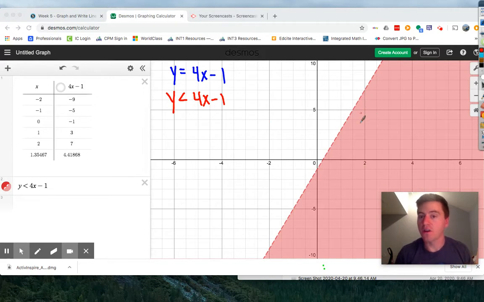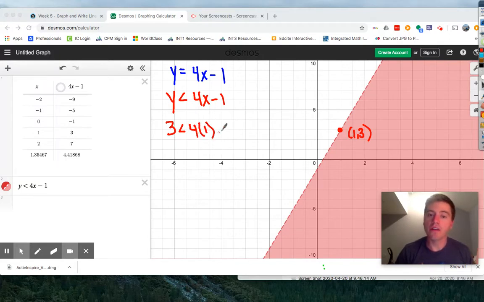Less than. So let's say I were to take (1, 3) again, right? The point (1, 3) is right here on the line. We know that that's going to be equal to, right? Is 3 less than 3? No. This is not a solution anymore. This line is no longer a solution. And to show that, we have to do a dotted line instead of a solid line, right?